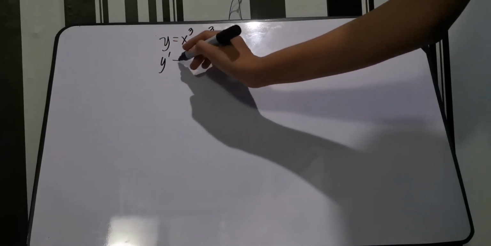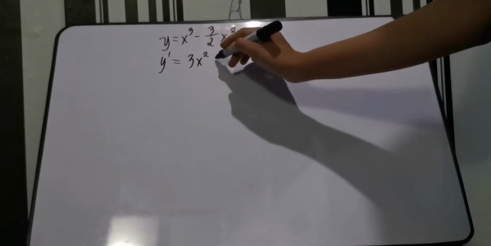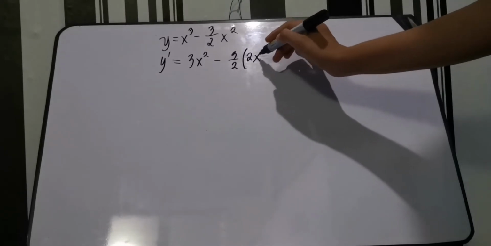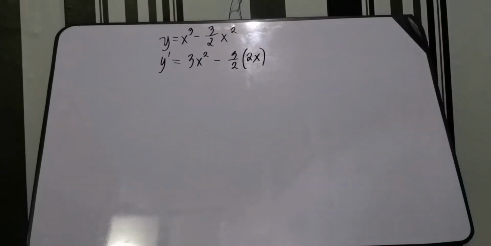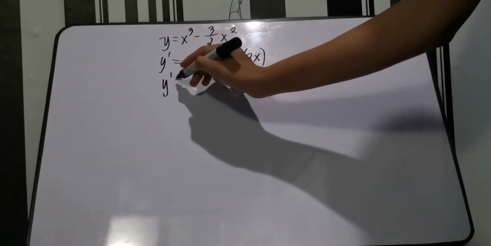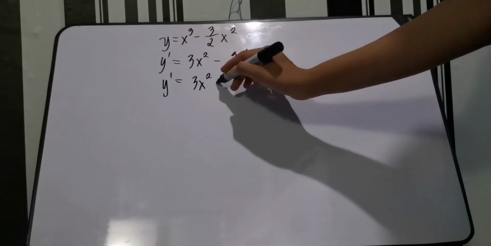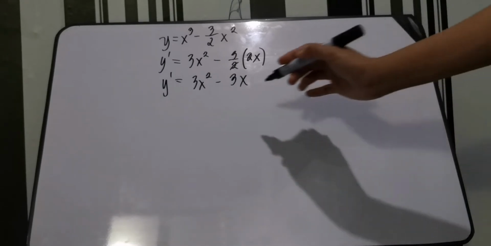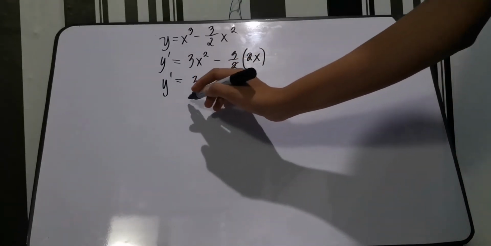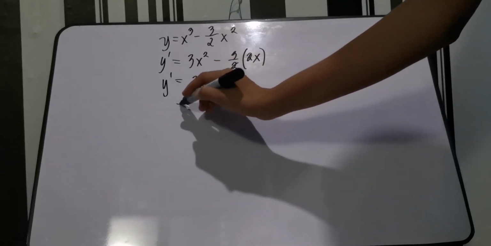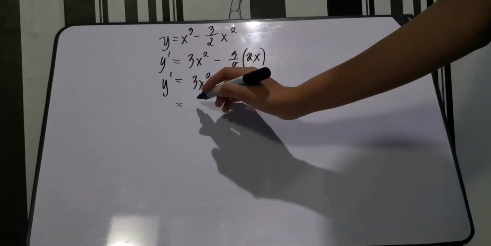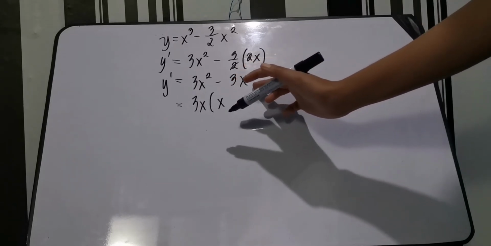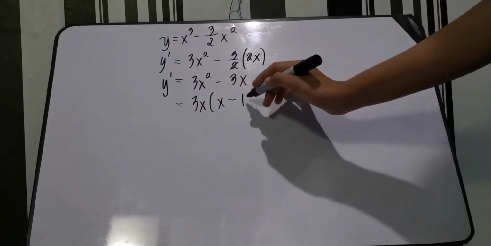So the derivative is 3x squared minus 3 half times 2x. Then simplify, so y prime is 3x squared minus 3x. And then we factor out 3x, because there is a 3x here and a 3x there. So we take out 3x, and 3x squared divided by 3x is x. And then negative 3x divided by 3x is negative 1.